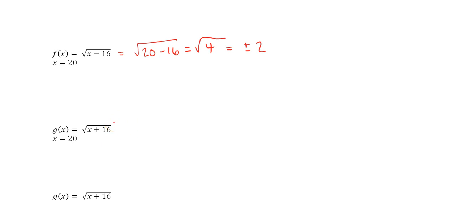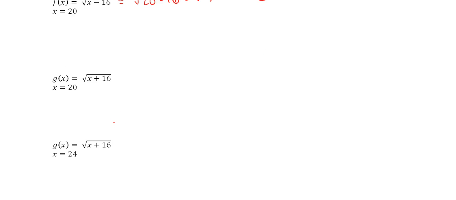Here, I'm going to do it a little bit differently. I am going to put my 20 plus 16. All right, this is a new problem, very similar to this one, but this time we're going to add them together. So I'm going to have my g of 20 equals the square root of 20 plus 16. That's going to give me my square root of 36, which is straight up 6. So I'm going to have my plus and minus 6 here.